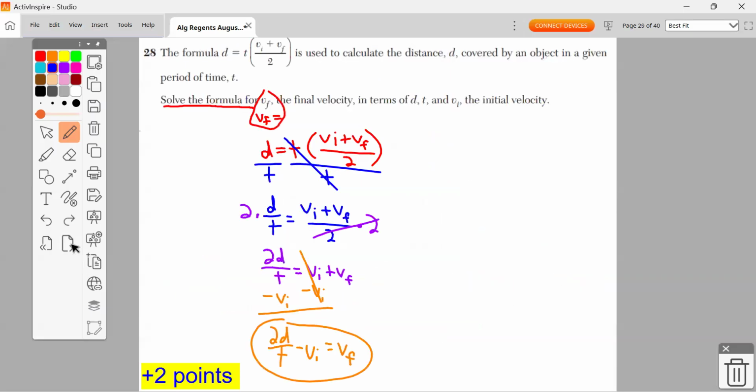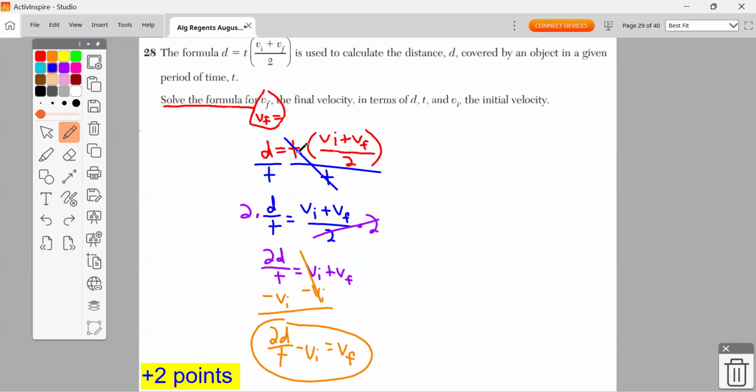In question number 28, the formula given is used to calculate the distance d covered by an object. Solve the formula v sub f, the final velocity, in terms of all that other stuff. So when it says solve for v sub f, we want v sub f equals. So I just rewrote the formula. And the first thing that I want to do, I'm trying to get this v sub f all by itself.